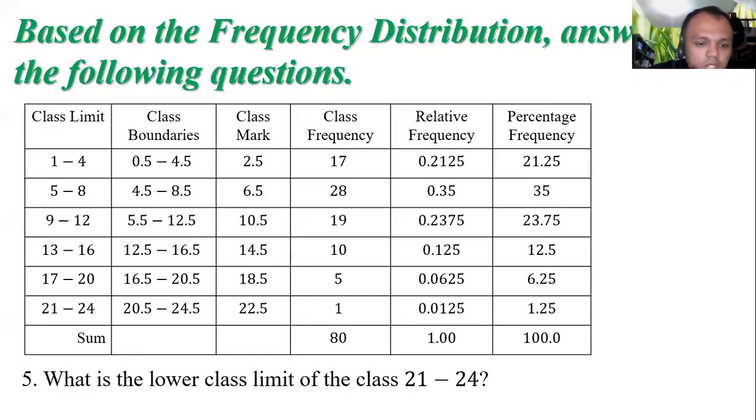Next, what is the lower class limit of the class 21 to 24? What is the lower class limit of 21 to 24? The lower one is still found here. We have 21. This is the lower, and this is the upper.